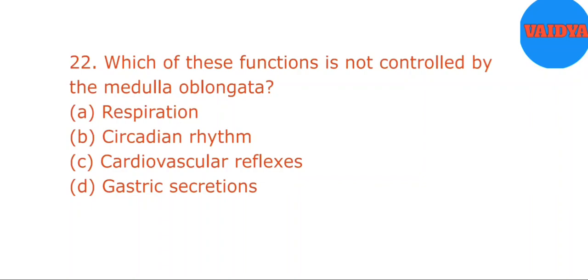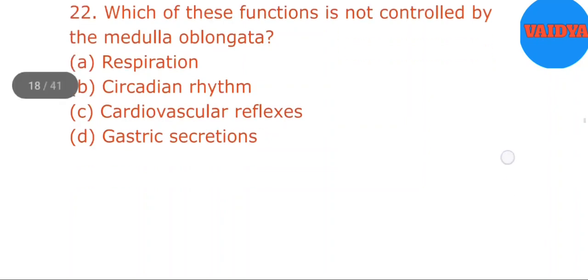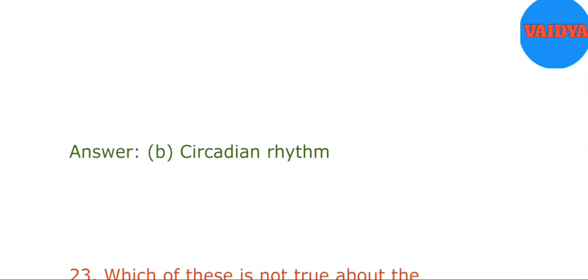22. Which of these functions is not controlled by the medulla oblongata? A. Respiration. B. Circadian rhythm. C. Cardiovascular reflexes. D. Gastric secretions. Answer: B. Circadian rhythm.